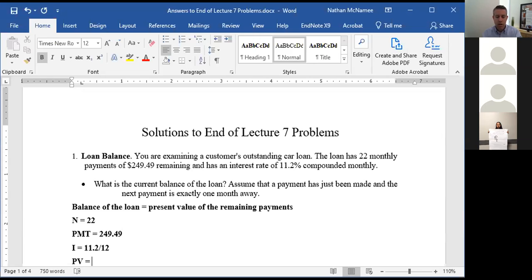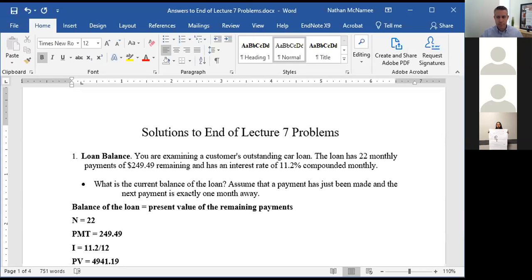Okay, so now we're going to compute present value. Hit compute, PV. What is the current loan balance? 4,941.19. Correct. Did either McCall or Sam get the same thing?